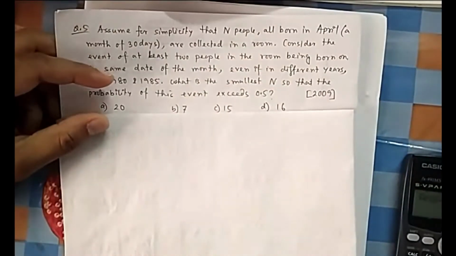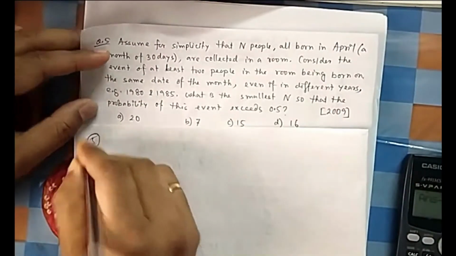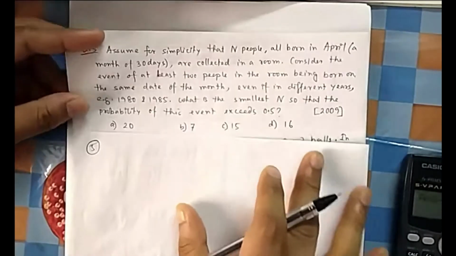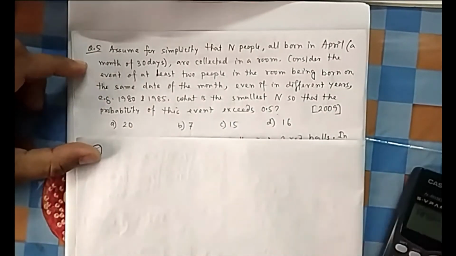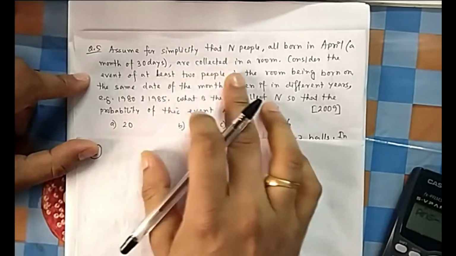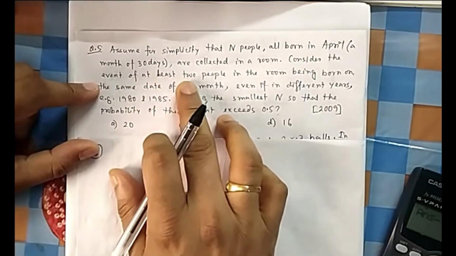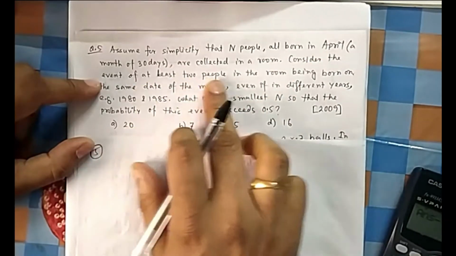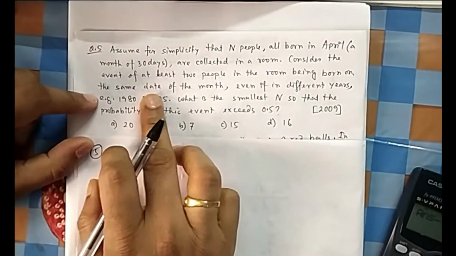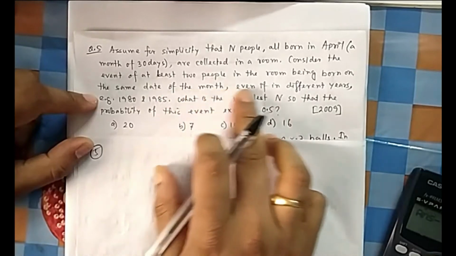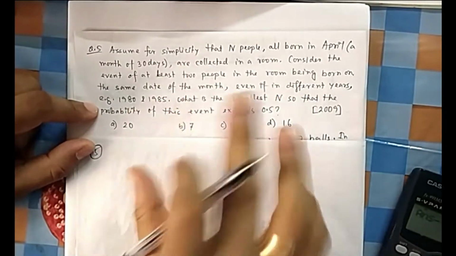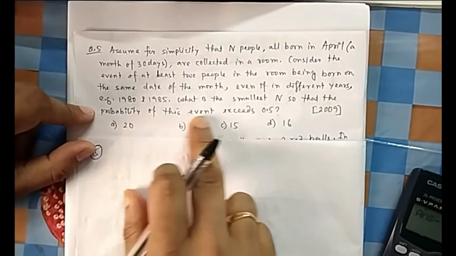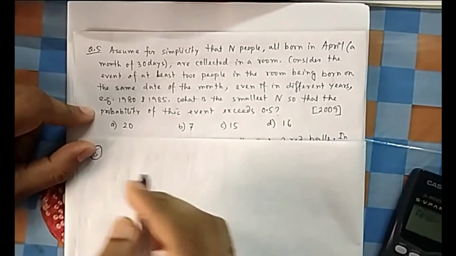Okay students, in question number 5, what is asked? Assume for simplicity that n people, all born in April, a month of 30 days, are collected in a room. Consider the event of at least 2 people in the room being born on the same day of the month, even in different years, but the month should be April. Find the smallest n so that the probability of this event exceeds 0.5.